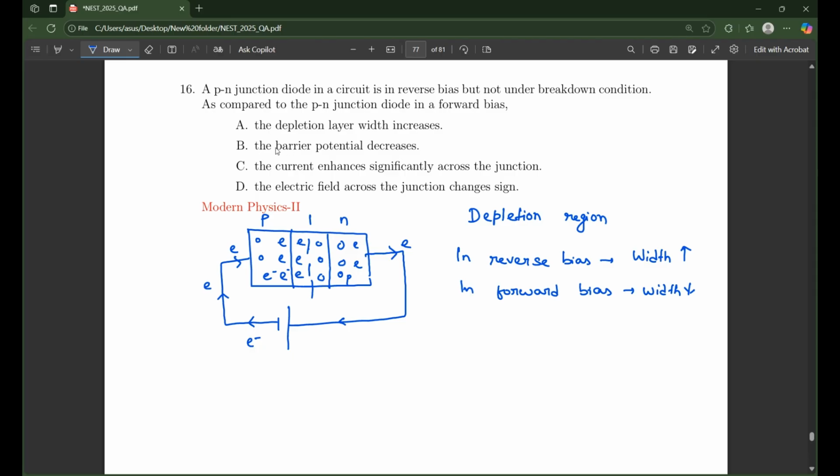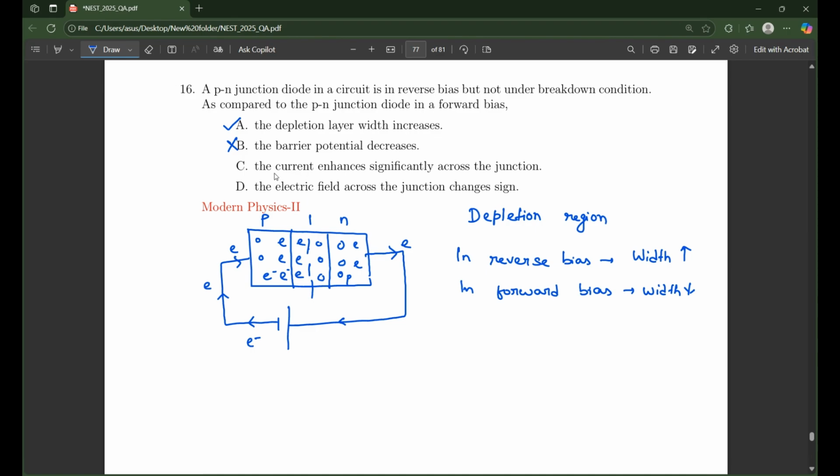Next, it says what will happen to the barrier potential. What is barrier potential? The depletion region acts as a barrier to the flow of holes from P to N, and electrons from N to P. That means in reverse bias the width of depletion region has increased, therefore the potential barrier has also increased. And in forward bias, if width is decreasing then the potential barrier is also decreasing. Therefore B is not the correct option, A is correct.